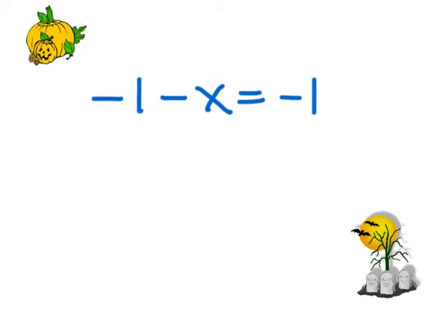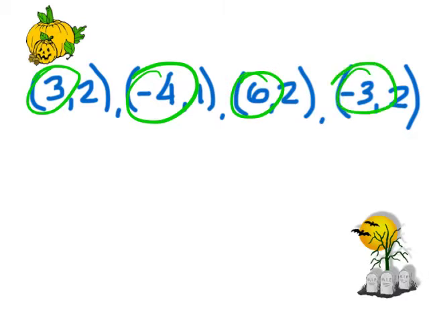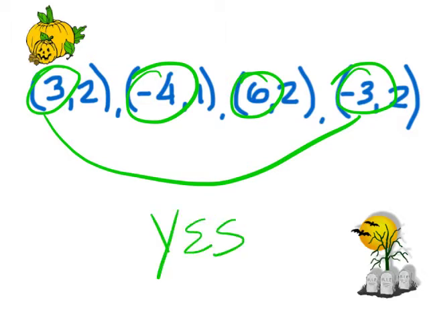Bonus number 6. Answer on the bonus is 0. The solution for this one, you have 3, negative 4, 6, and negative 3. These are not the same numbers. One's negative, one's positive.